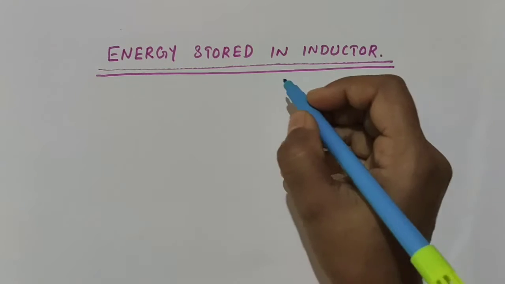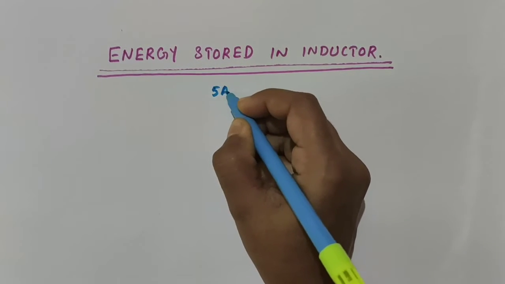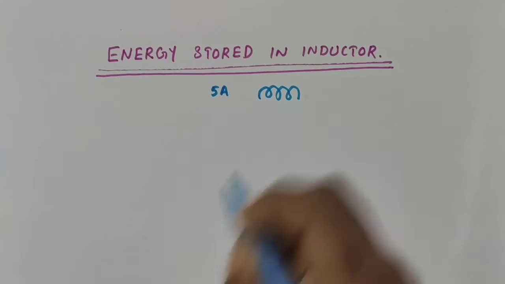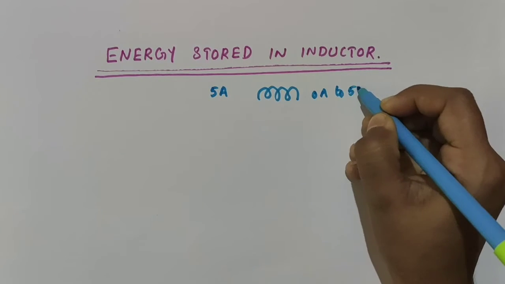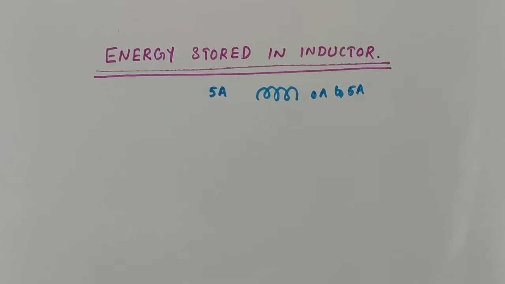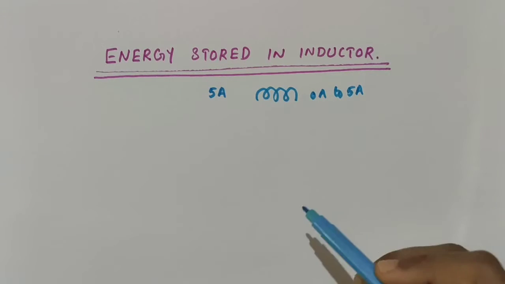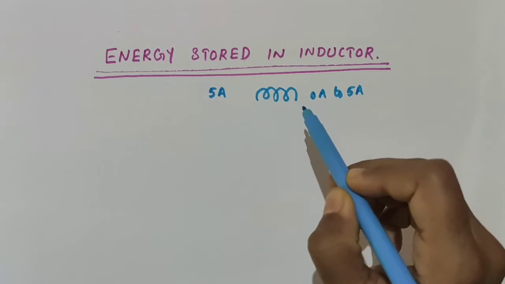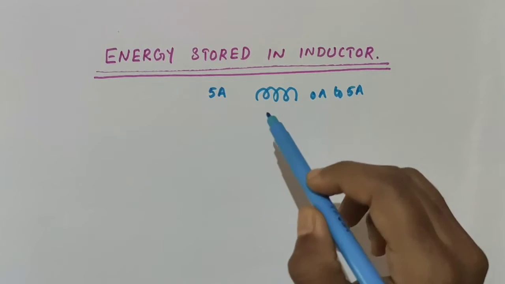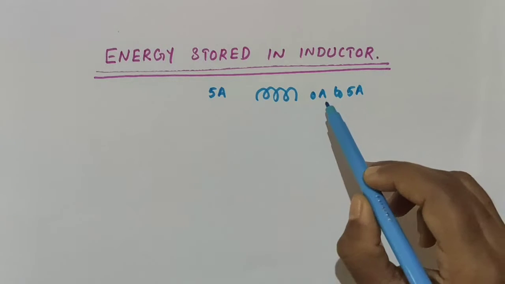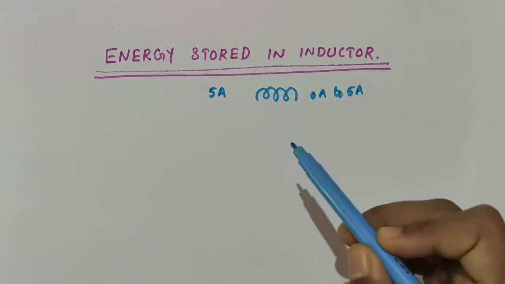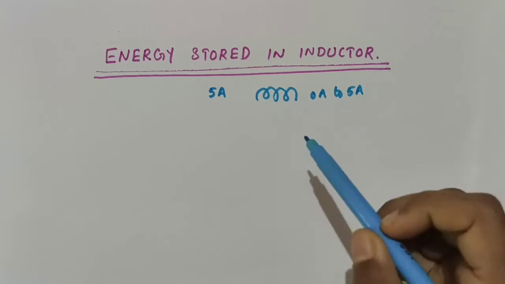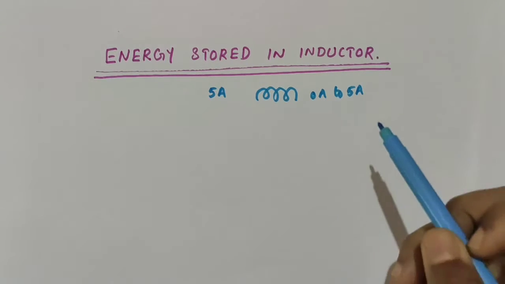For example, if you want to establish a current of 5 ampere in a coil or in a circuit, then current has to change from 0 ampere to 5 ampere. Right. So there is a change in current from 0 ampere to 5 ampere because initially the current through the coil is 0 ampere, and we want to establish a current of 5 ampere. Then the back EMF or the induced EMF opposes this change in current through the coil.